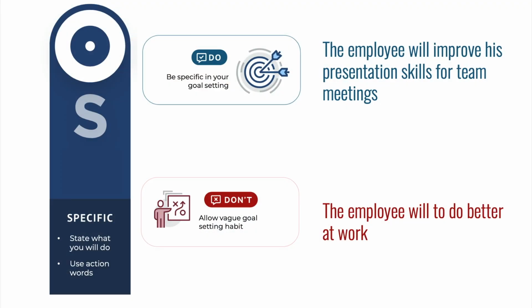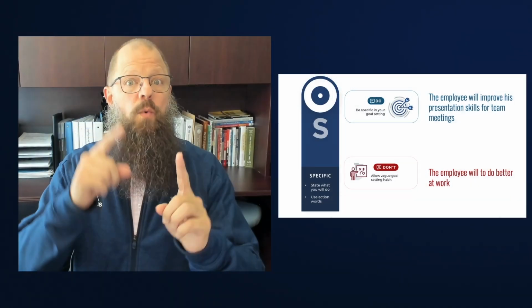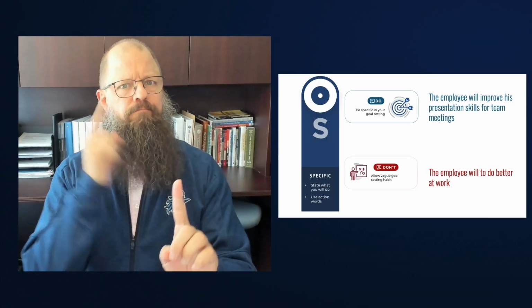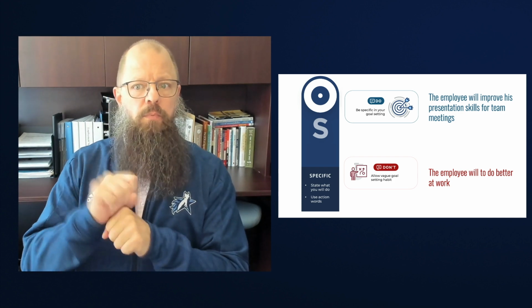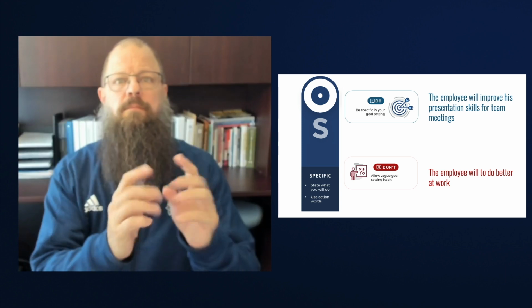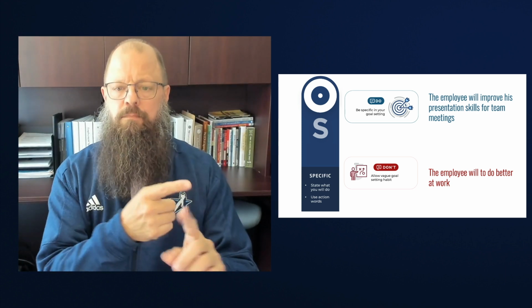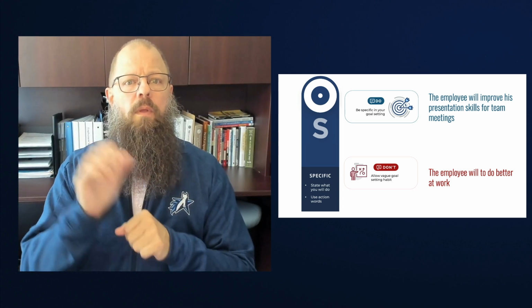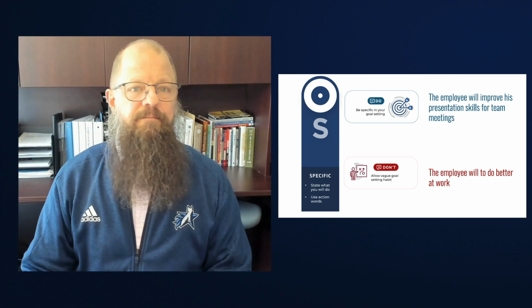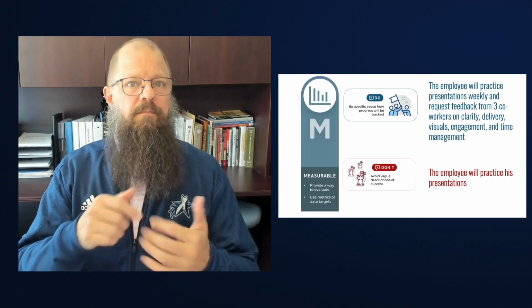So S, specific. This means that the goal should be clear in what you're wanting the employee to achieve. It is specific. So in this instance, the employee will improve his presentation skills for team meetings. It is clear and specific. A vague employee goal would be the employee will do better at work.